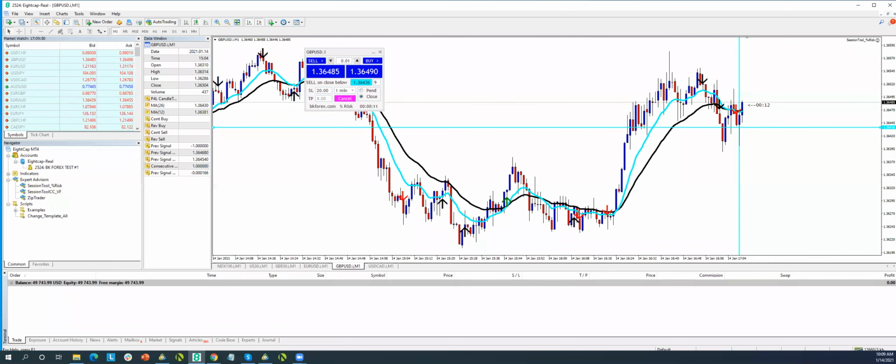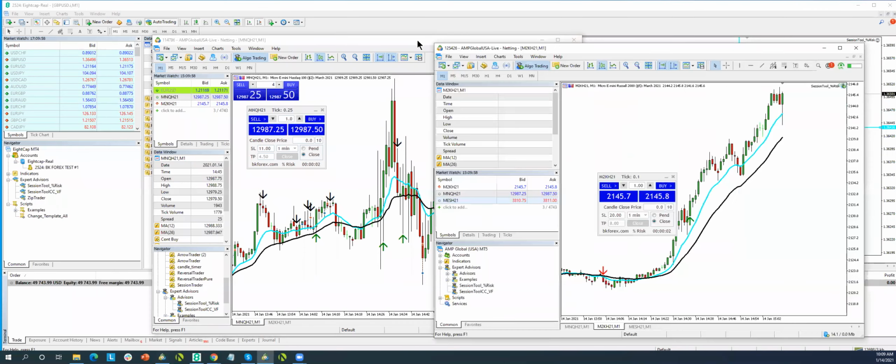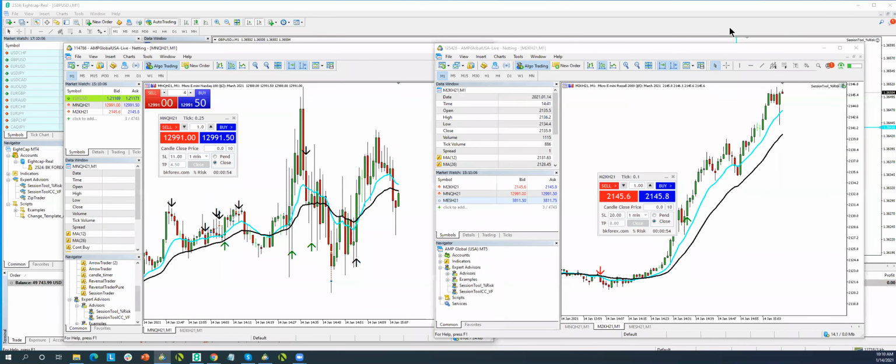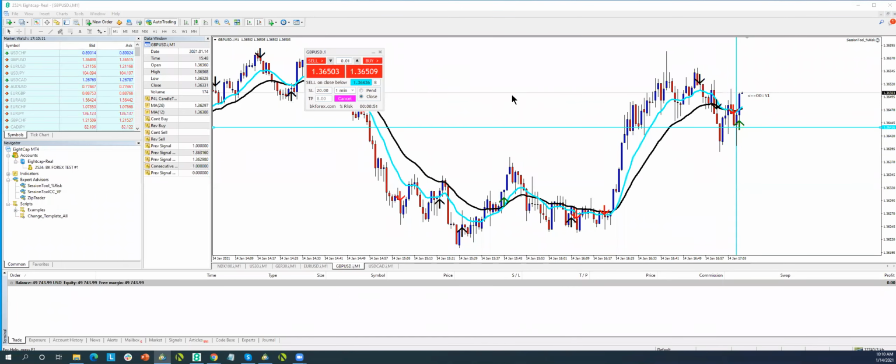Where's NAS? NAS is not doing anything. Wow, look at this. Look at the incredible divergence in price action between NAS and Russell. Just unbelievable. All right, let's move this off. I've got nothing going on here.